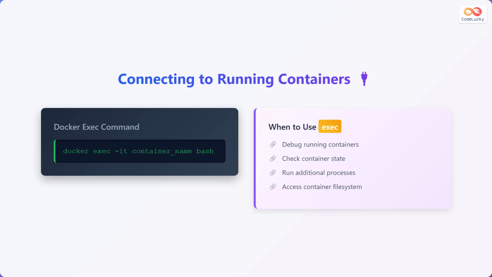Now, let us see how to connect to running containers. Use the docker exec command to connect to a container that is already running. The command is docker exec -it container_name bash. Here are the use cases where you would use the exec command: to debug running containers, to check container state, to run additional processes, and to access the container's file system.